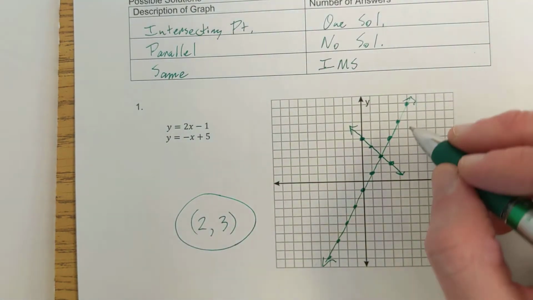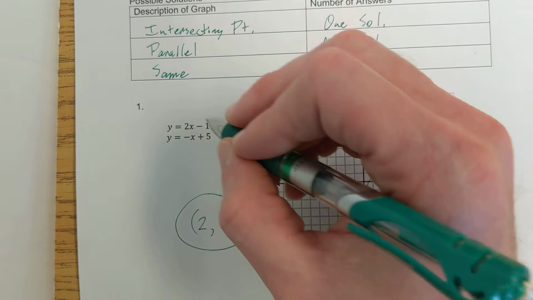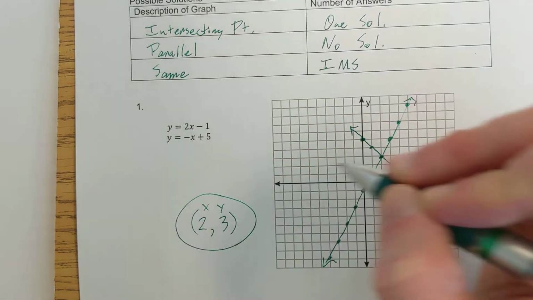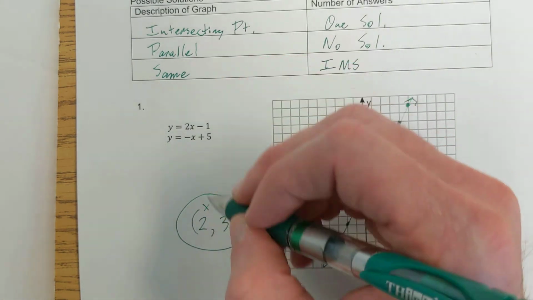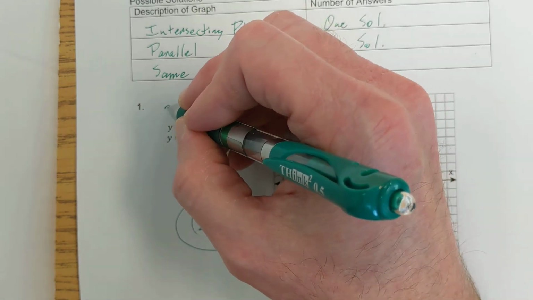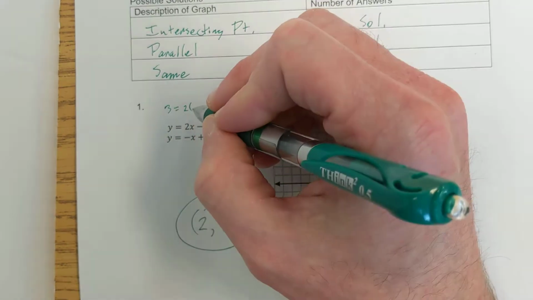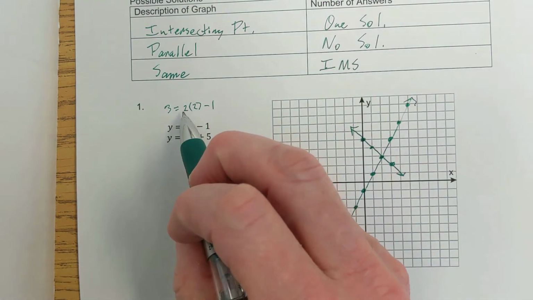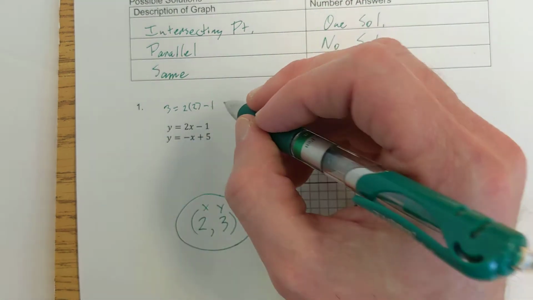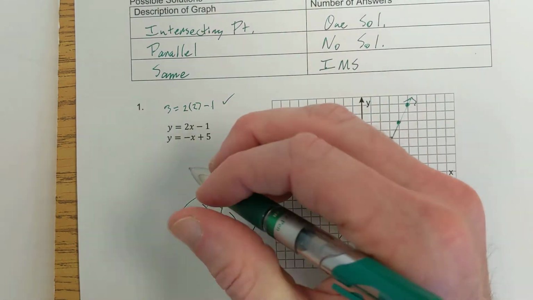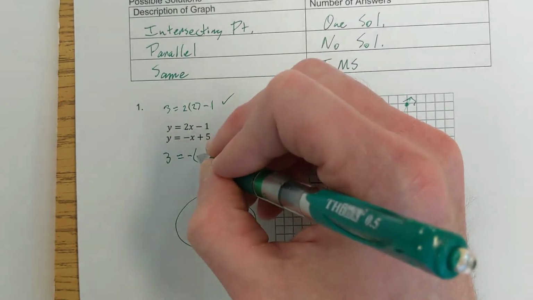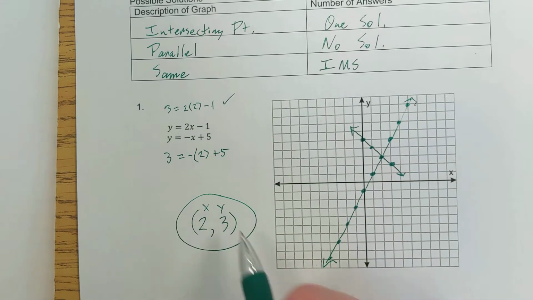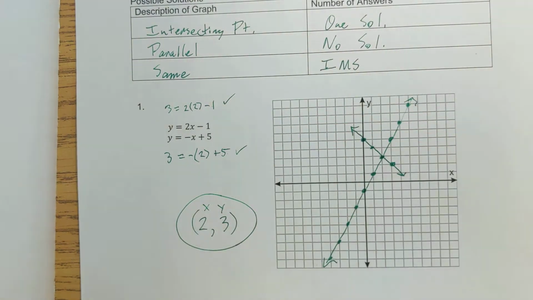Now, we see that that is the intersection point, but also if we were to take this x and this y and plug it into either of these, we would get a true statement. Like if I take 3 and sub that in for y in the first one, 3 is equal to 2 times x, which is 2, minus 1. 2 times 2 is 4, 4 minus 1 is 3, so that works. And it should also work when we plug it into the other one. So 3 in for y for this one, that would be negative 2 plus 5. So -2 plus 5 is also equal to 3, so there you go. It works when you plug into either equation.